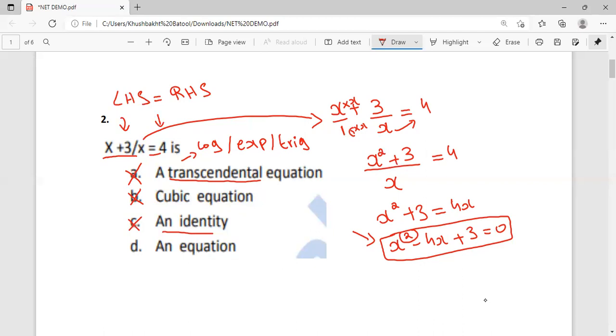So definitely it is a quadratic equation. So D is the answer. Although the option does not say that it is a quadratic equation, it is an equation. So this is the only answer which looks correct. All the other answers are clearly wrong. So D is the option. Is this clear? Yes. Okay, perfect.